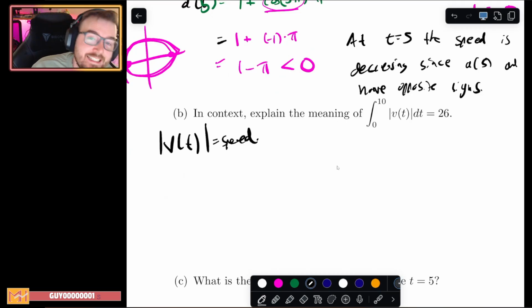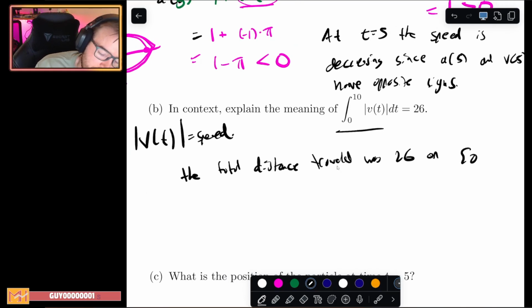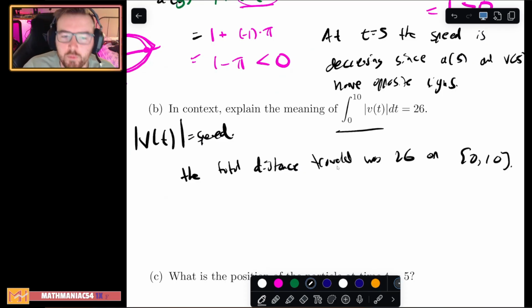And if you integrate speed, it doesn't account for left or right. It's just how fast you're going. And if you integrate how fast you're going, that's going to figure out how much you moved. Or, as we called it, total distance. The total distance traveled was 26 on the interval 0 to 10, or from t equals 0 to t equals 10, if you prefer that.